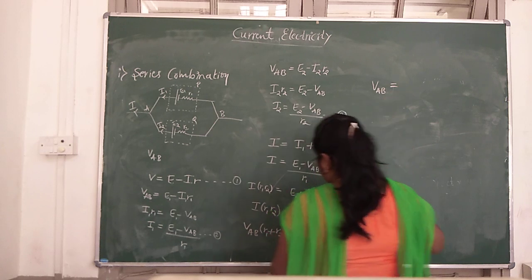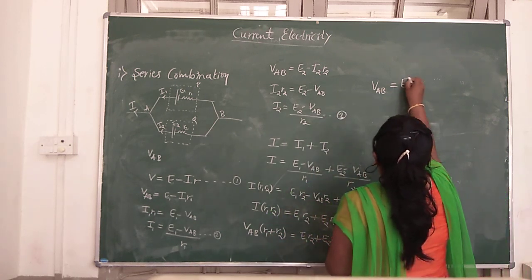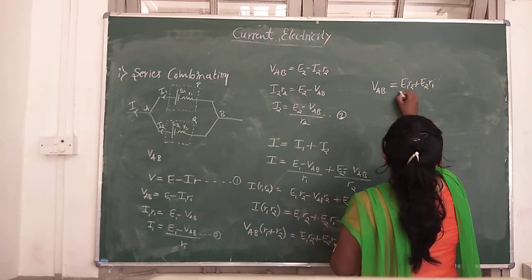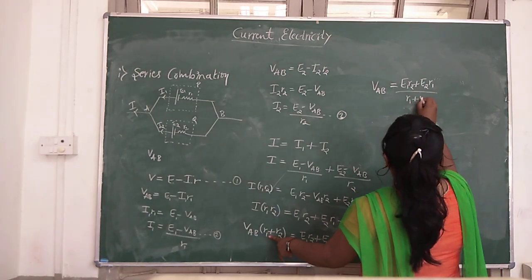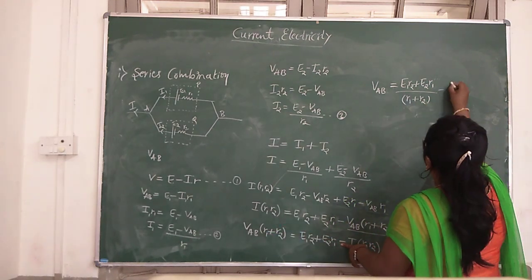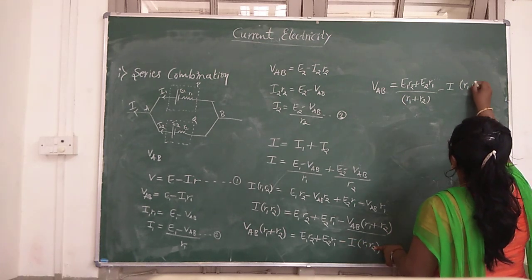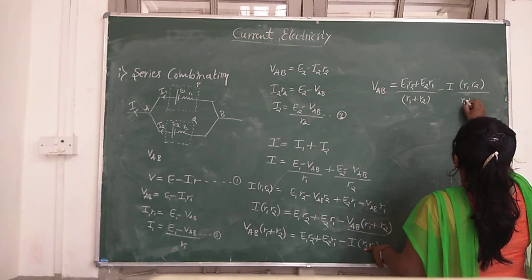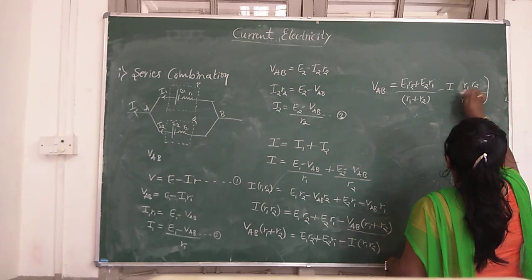VAB is equal to (E1 R2 plus E2 R1) divided by (R1 plus R2), because I am sending R1 and R2 to this side, minus I R1 R2 divided by R1 plus R2. Let's give a whole bracket here.